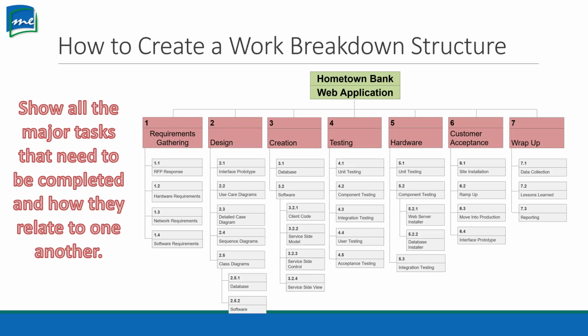Then we have design. So we have the same 2.1. Then we get down to 2.5, but then we have 2.5.1. We have database and software. So 2.5.2 is software. So we have another breakdown underneath 2.5 because the class diagrams, we need to break them down even further. So you see how this is going so far?